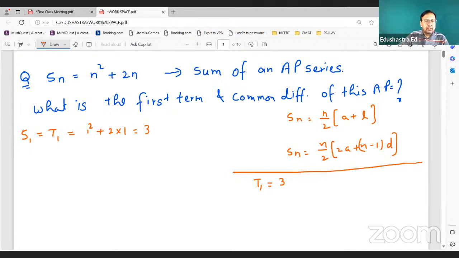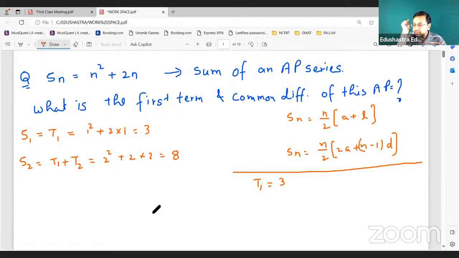Now, if I take two terms, the sum of two terms is T1 plus T2. If I'm calculating the sum of two terms, this must be T1 plus T2, and this should be equal to 2 square plus 2 into 2. So this is 8.